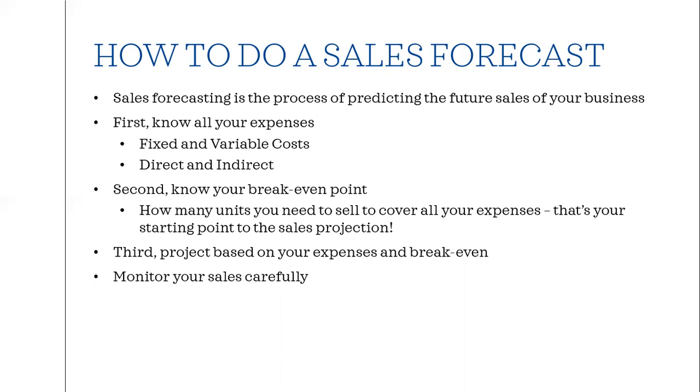Second, know your break-even point, right? You're going to need to know the expenses and the costs associated with the business to get your break-even point. That basically tells you how many units you need to sell to cover your expenses. That's the starting point to your sales projection. Until you do this exercise, you are not able to do a sales forecast. The third thing is project. Do your sales projections based on your expenses and your break even. And then begin to monitor your sales very carefully, right? Is the money coming in? Am I selling the number of units I said I was going to sell?